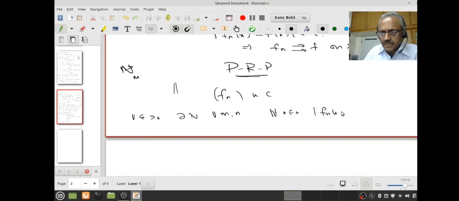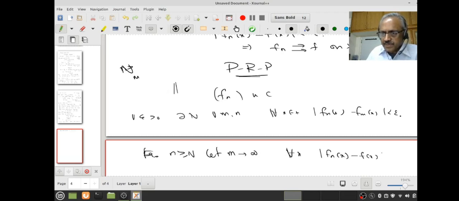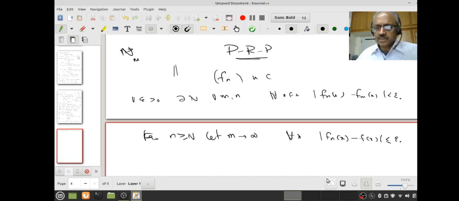|f_n(x) - f_m(x)| is less than epsilon, right? Therefore, they will say: fix n greater than or equal to N and let m go to infinity. Then they will say for all x we have |f_n(x) - f(x)| is less than epsilon, less than or equal to epsilon. Okay, this is how they will write it. Many students are very uncomfortable, and teachers also simply write it without explaining why it's a correct statement.